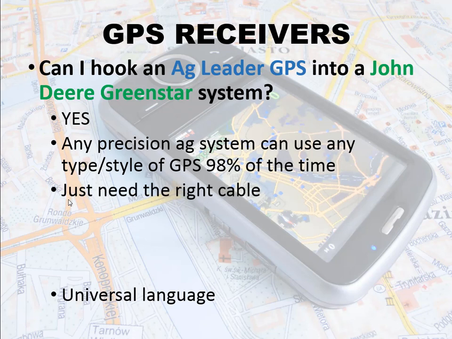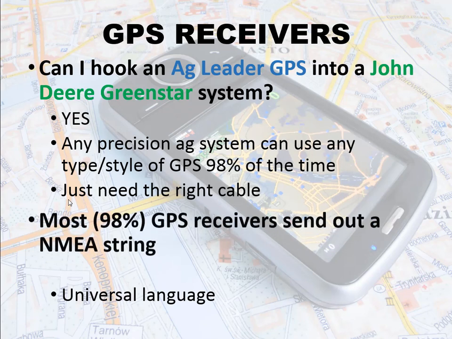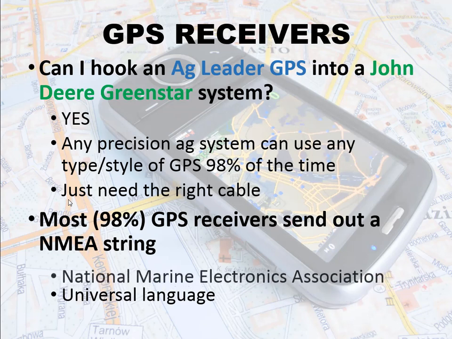Once again, it's utilizing that NMEA string. John Deere is going to read an NMEA string, Ag Leader is going to read an NMEA string, Case, Trimble, Raven, you name the manufacturer, they can read the NMEA string. Most GPS receivers, once again 98% of them, I wish I could say 100%, most of the ones we deal with these days will do this. Those receivers send out that NMEA string.